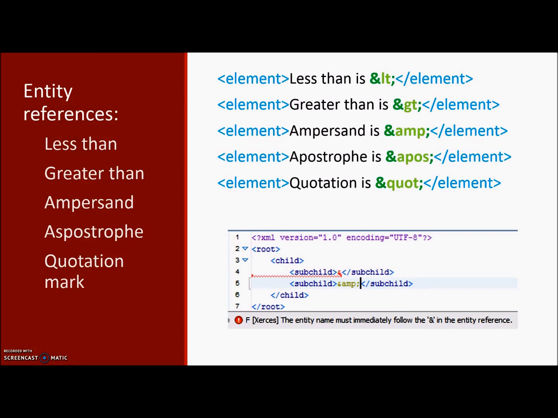In Oxygen, the XML editor we will use, a red squiggly line will appear under characters that need to be encoded. So if you ever forget to encode an entity reference, it's no big deal. The Oxygen XML editor will alert you, and then you can correct it. In addition to the squiggly line, it also gives you a warning down here. It won't tell you how to correct the problem, but it will tell you what the problem is.